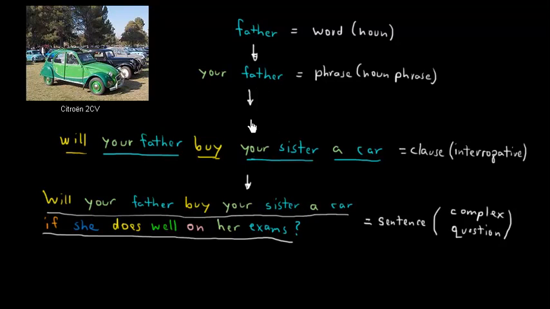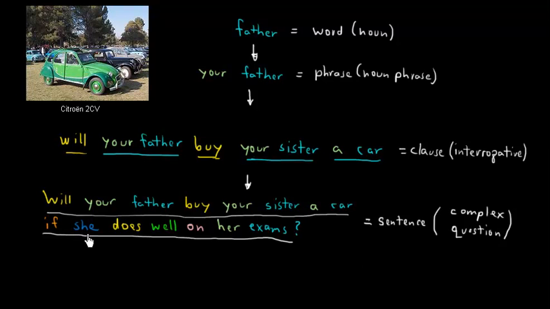But you can see the process was just the same. We took a word, we took a couple words and made a phrase. We took these two verbs and made a verb phrase. We took these two words and made a noun phrase. We took these two words and made a noun phrase. We took these four phrases together to make a clause, and then we took two clauses to make a sentence.